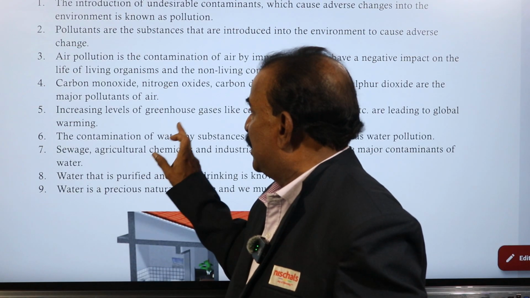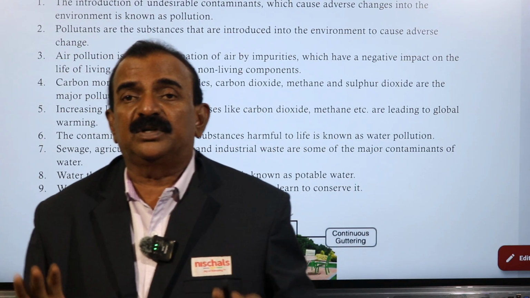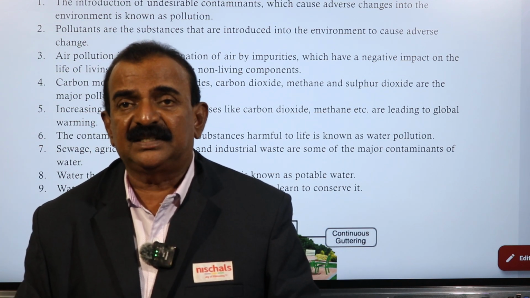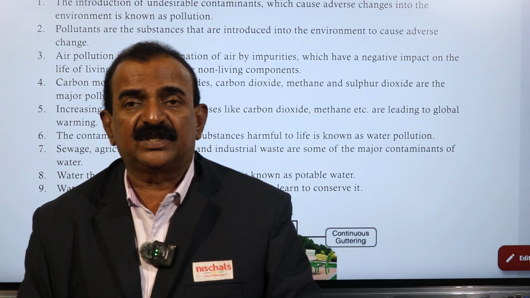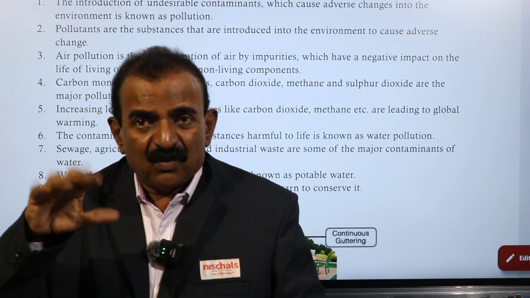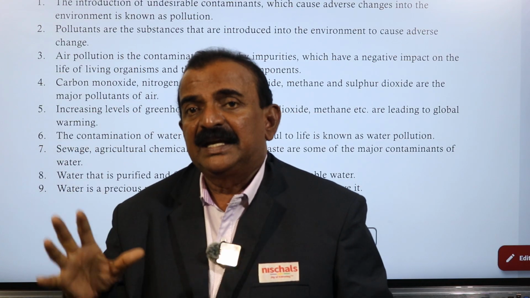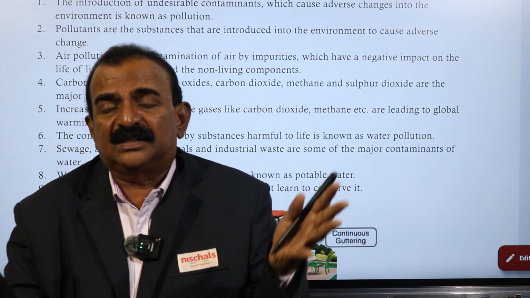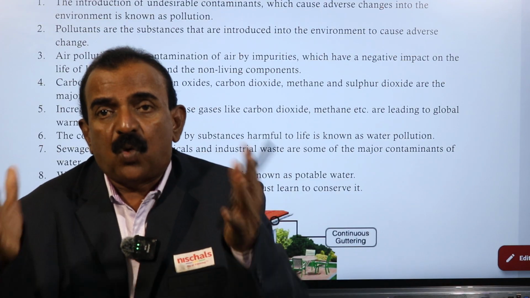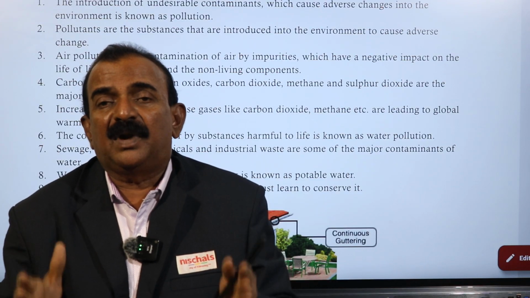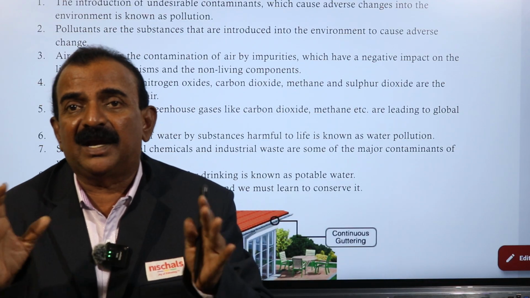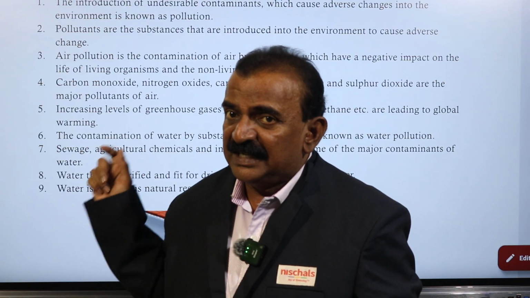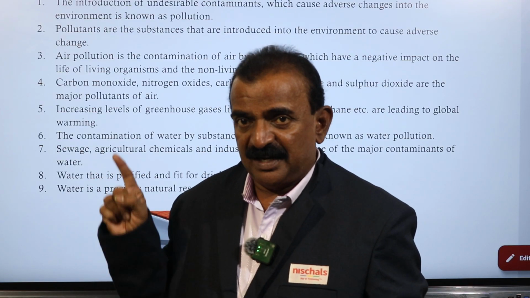Next, the increasing level of greenhouse gases. We also discussed what the greenhouse gases are. Carbon dioxide is a major greenhouse gas. Methane is another greenhouse gas, and water vapor also forms a greenhouse gas. These greenhouse gases form a shield around the earth and keep it warm. The normal temperature of the earth is maintained by the presence of these greenhouse gases, and that is called the greenhouse effect. It is a natural phenomenon.